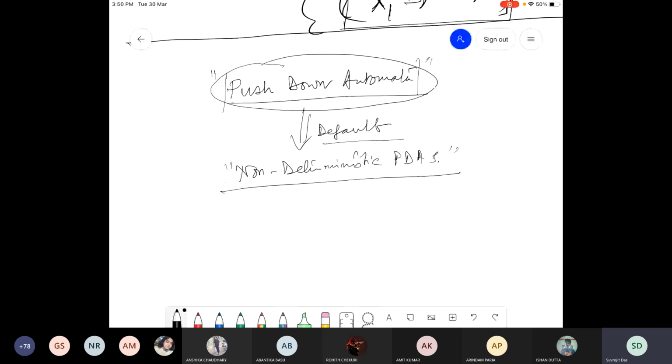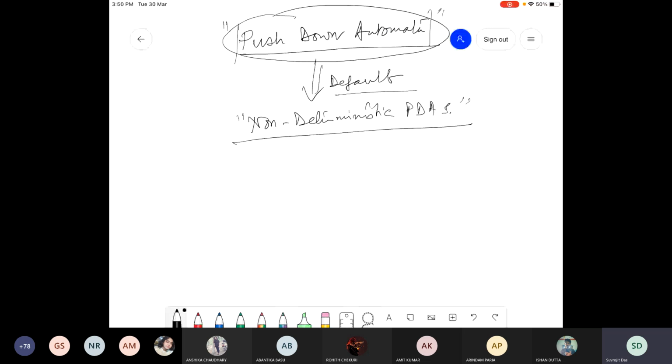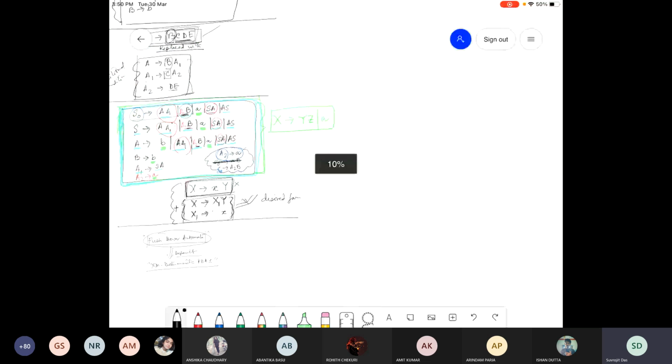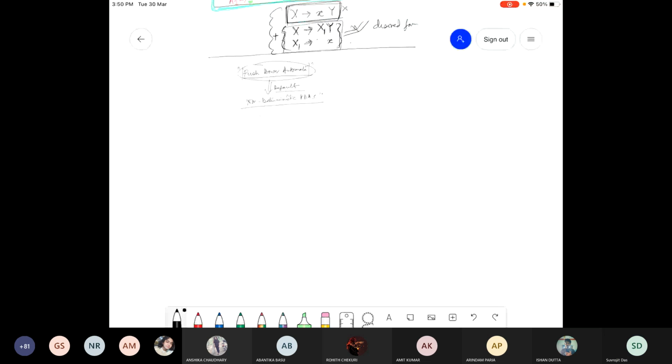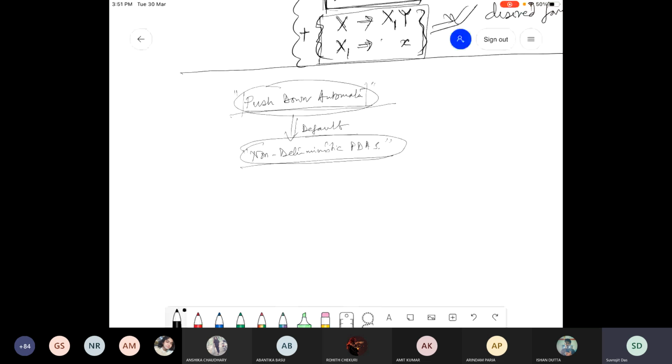As you have seen in your finite automata case, here also we have two specific cases: the deterministic version and the non-deterministic version. So by pushdown automata, by default, I would be referring to non-deterministic pushdown automata. And whenever I require to talk about deterministic pushdown automata, I will specifically say deterministic pushdown automata, right?